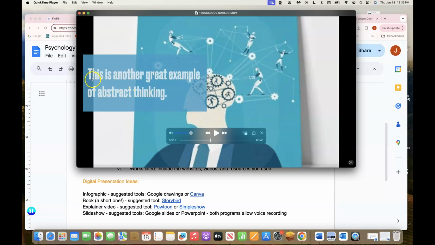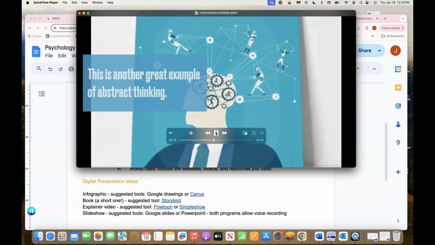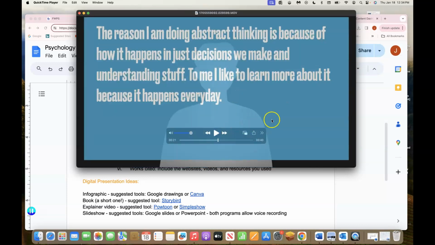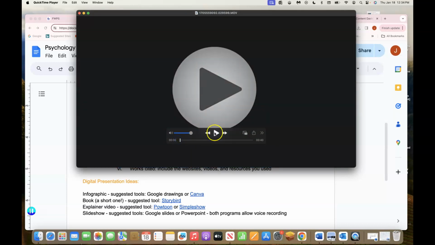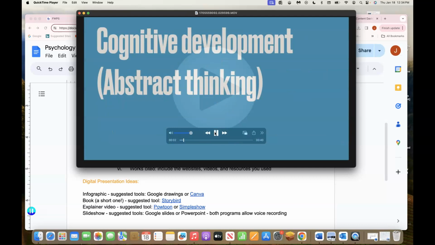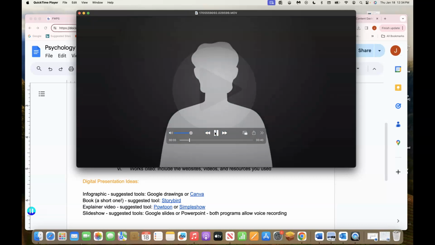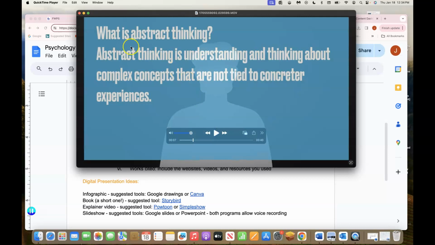The same thing with here. You said this is another great example of abstract thinking. And then it doesn't say anything after that. You don't explain why it is an example of abstract thinking, okay? So if we back it up and look at your definition of abstract thinking, you write that it is understanding and thinking about complex concepts that are not tied to concreter, which isn't a word, but you might want to say to more concrete experiences.